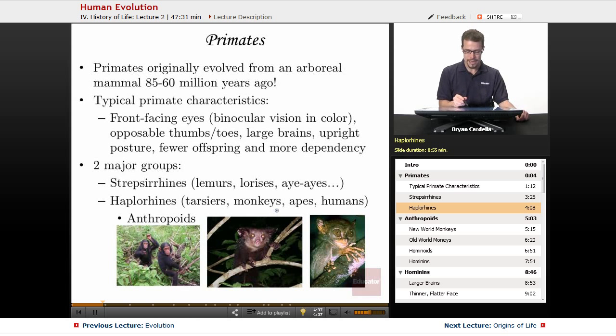But the Haplorhines also includes monkeys, apes like chimpanzees, and humans, and our closer relatives. The Anthropoids is a subgroup within Haplorhines, and it basically includes all of these: monkeys, apes, and humans. Basically, the anthropoids are all haplorhines except for tarsiers. So I'm going to focus more on the anthropoids. We're getting closer into the humans.